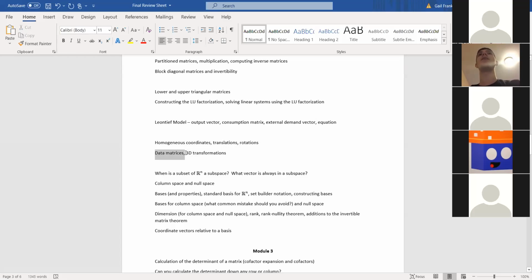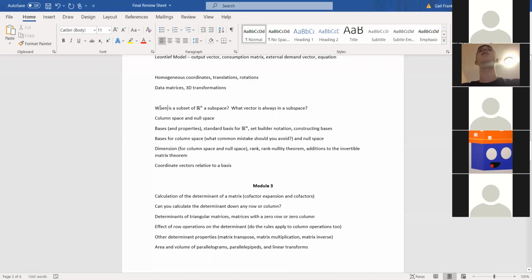Data matrices, that's if you have multiple points, multiple vectors, and so in the data matrix, each column will be a vector. So you're transforming multiple vectors at the same time. And then 3D transformations, those are the ones in R3. Those you're basically going to be constructing with standard vectors. The main ones are rotations. If it's asking you for a rotation counterclockwise around the x-axis, you look from the positive side of the x-axis and rotate counterclockwise. Some 3D visualization.